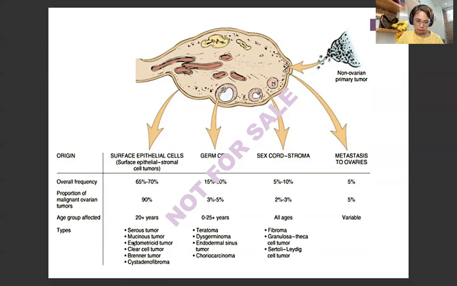As you can see, these are lining epithelium. Very easy to remember. While the germ cell: teratoma, dysgerminoma, endodermal sinus tumor, choriocarcinoma. While the sex cord can be fibroma, granulosa cell, Sertoli-Leydig cell, thecoma. Okay.